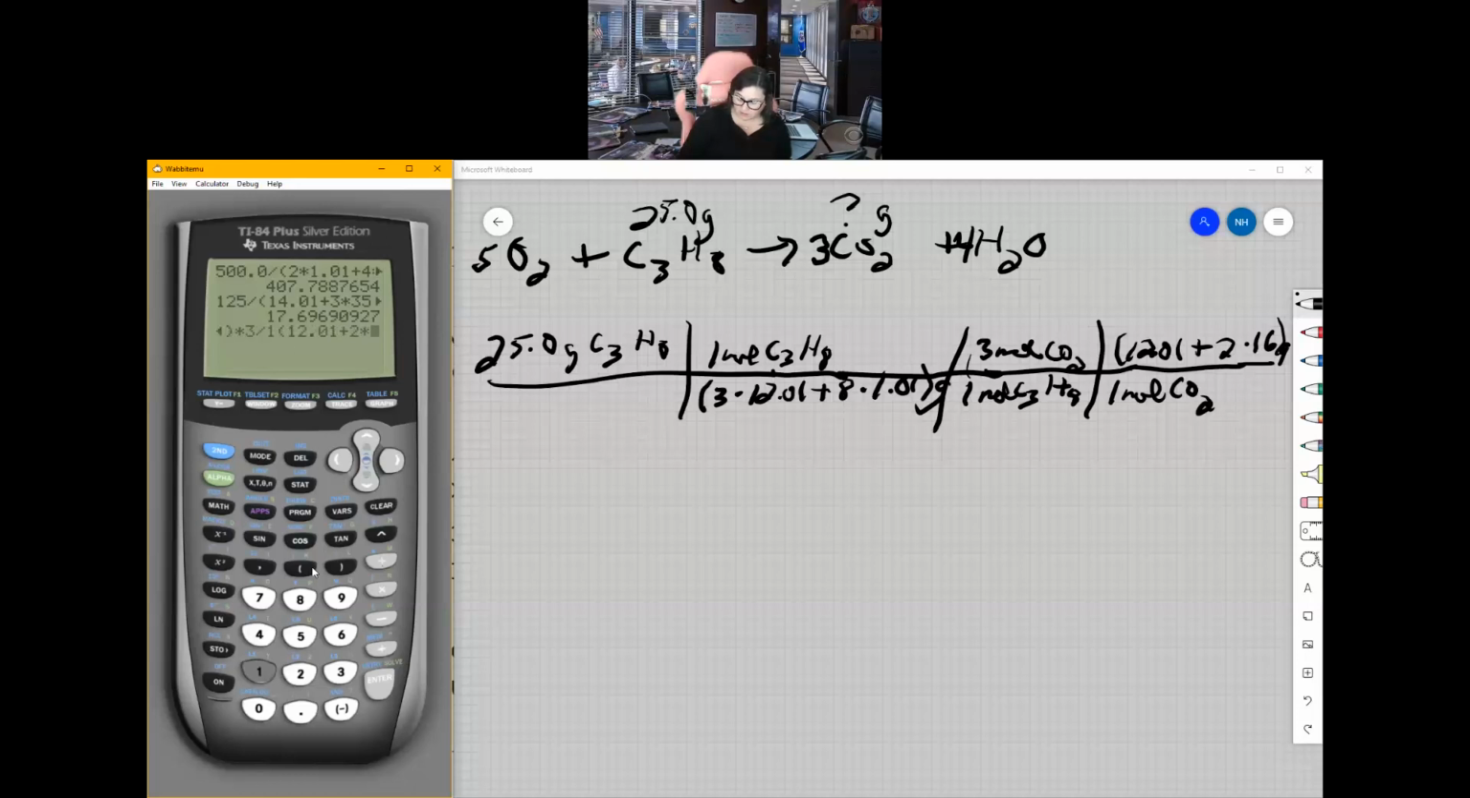Let's do times 50. And that gives me 74.88. Now again, 3 significant figures because that's what I see in the 5. So that will give me 74.9 grams of CO2. No, really, that's supposed to be CO2.